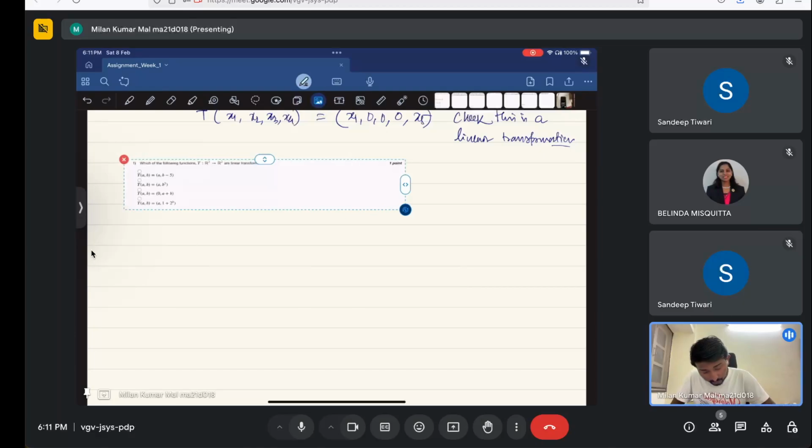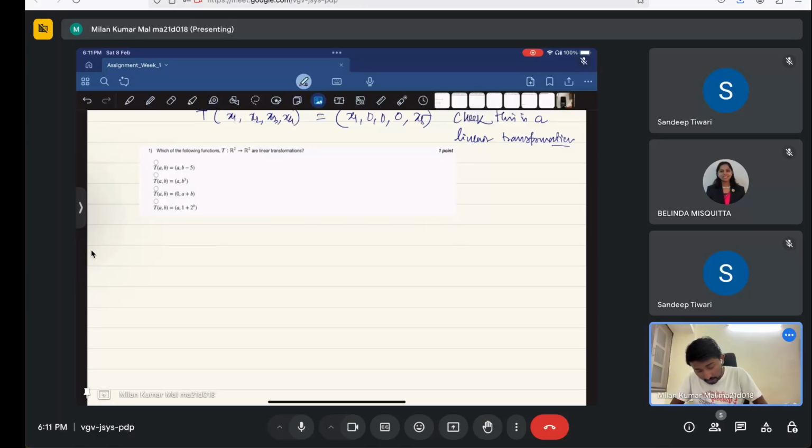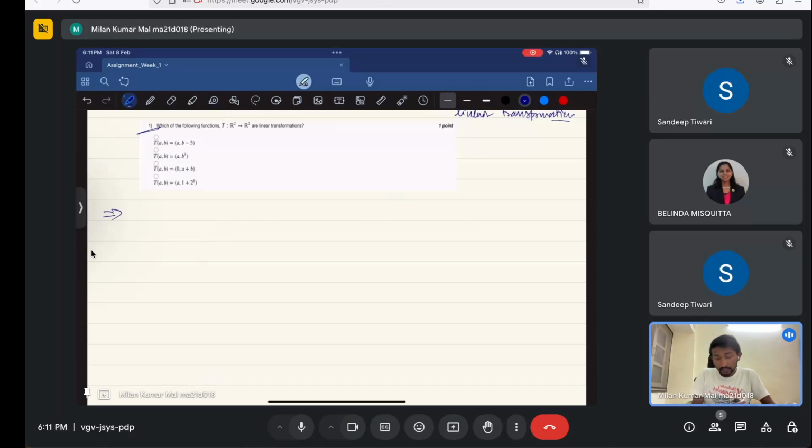Okay. So suppose this is problem number one, for example. Which of the following functions T from R2 to R2 are linear transformations? This is the question. So the first question: let T be a map from R2 to R2. Here R2 is also a vector space of tuples of 2 over the field R. So for the first condition, let's take A, given by T(a, b).